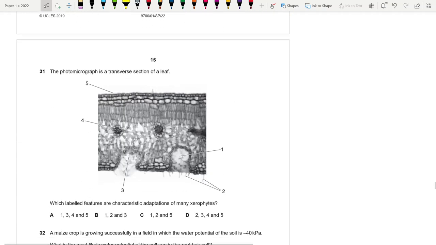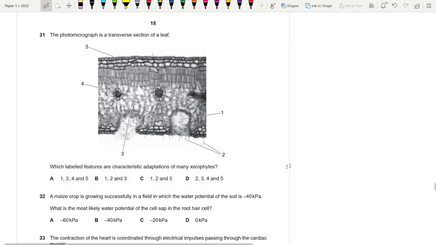Moving on to the last section of the video, we are seeing a xerophyte, right? It has some adaptations. Which labeled features are characteristic adaptations of many xerophytes? So 31, the correct answer should be C, right? Why though? 1 basically refers to the sunken stomata. So water vapor is stored here. This actually reduces the steepness of the water potential gradient. 2, these refer to some hairs. They also trap air. It prevents the flow of air, so that actually reduces the steepness of the gradient. So 1 and 2 are fine.